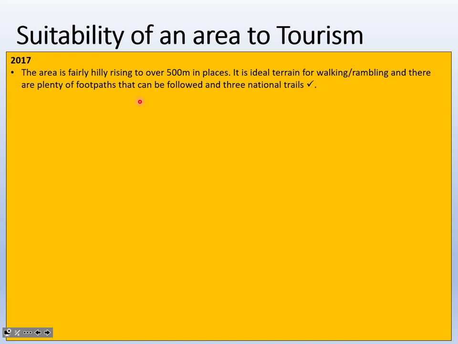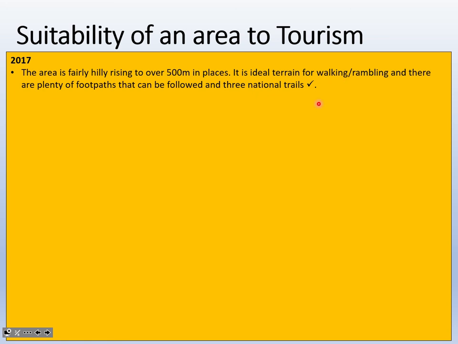The area is hilly. How am I establishing that using map evidence? Well, I've said it's over 500 metres in places. Okay, there's my map evidence. I've also found plenty of footpaths. It's probably good if I grid reference those. And I've found 3 national trails. Probably good if I grid reference those as well. So I've packaged up a whole bunch of map evidence, and I've pointed out this is ideal terrain for walking and rambling.